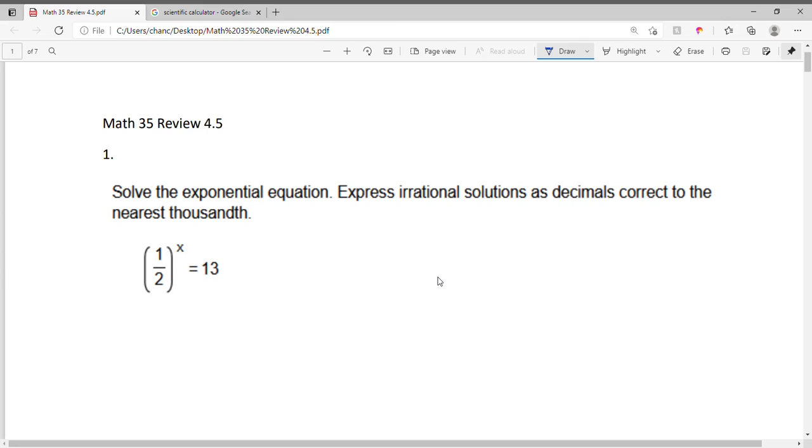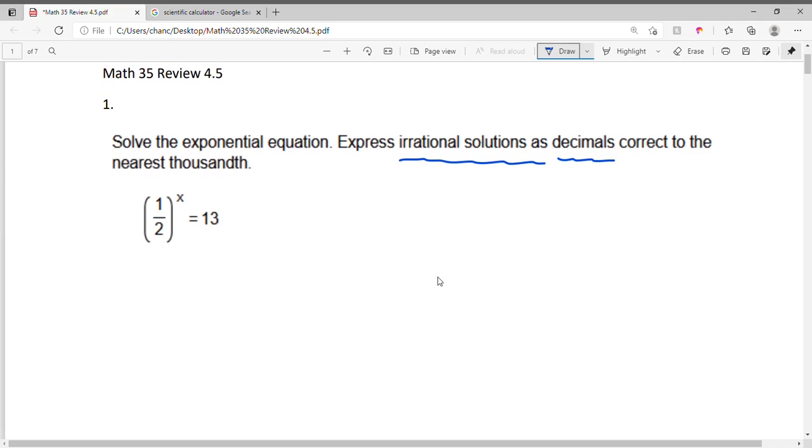Let's start the review for section 4.5. Question 1. Solve the exponential equation. Express irrational solutions as decimals correct to the nearest thousandths. We have 1/2 raised to the x is equal to 13.